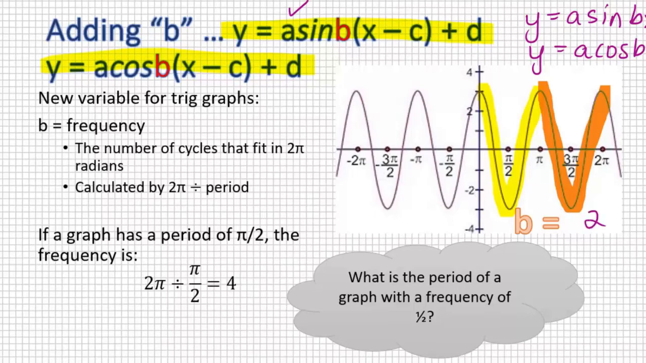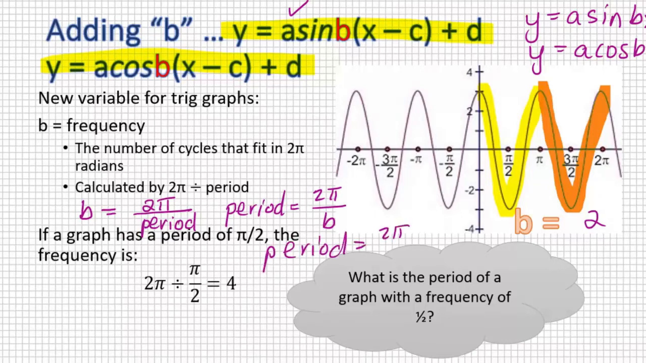If we're given the period of the function, we can calculate the frequency and vice versa. So if we're looking for the frequency, we'll use 2 pi divided by the period. If we are looking for the period, we'll use 2 pi divided by the frequency. In this graph, because we have a b value of 2, we have a period equal to 2 pi over 2, or just pi.